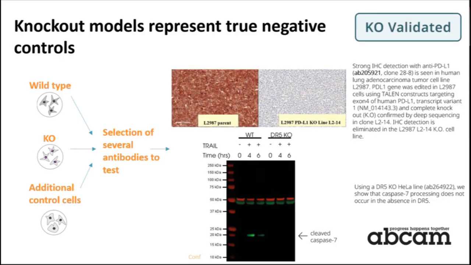Or in other instances, we also use knockout cells in IHC application validation. So these are actually cell blocks, and you can see that PD-L1 is expressed and stained in the parent cell, but in the knockout cell line, the staining is no longer observed, which helps to further show the specificity of this antibody.